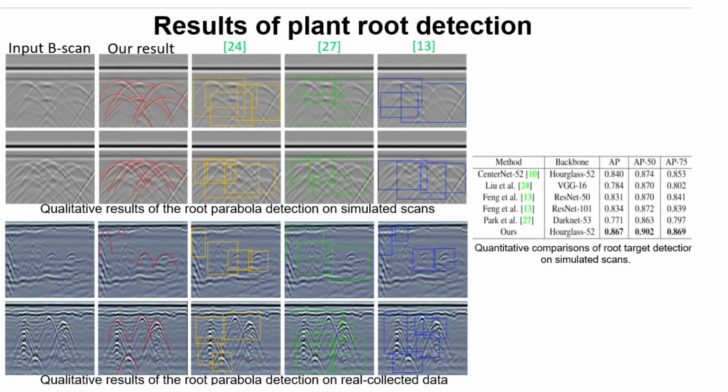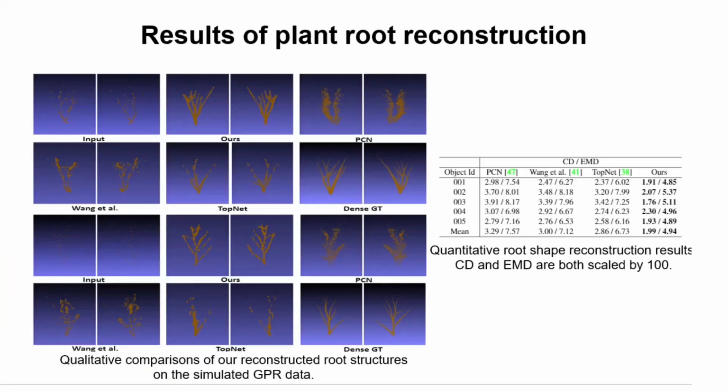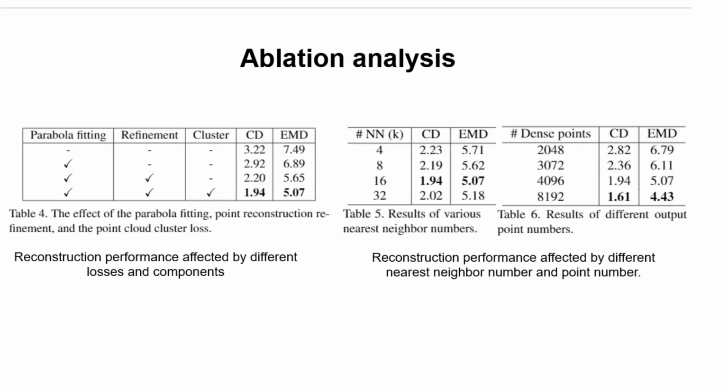When it comes to the plant root reconstruction result, we can observe that our reconstruction result is very close to the dense ground truth result, while the results from other methods either suffer from some distortions or miss some branches. For the ablation analysis, we show the reconstruction performance affected by the different losses and by the different key numbers and the point number.